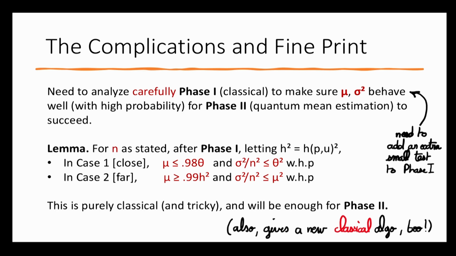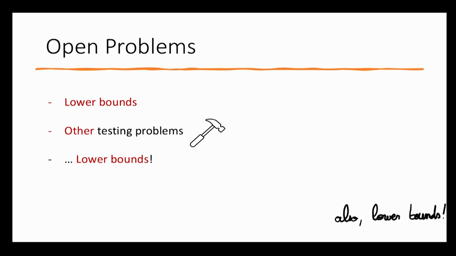There are some small lies I've littered all across this talk, so read the paper if you want to know what exactly is a bit more complicated than what I said. As a side effect, that also gives a new classical algorithm for uniformity testing. You can go through the same proof, and instead of the new quantum hammer for mean estimation, you can just use your good old Chebyshev, and that will also work.